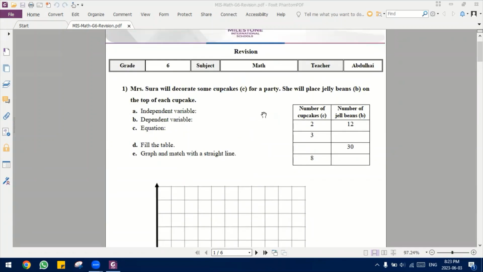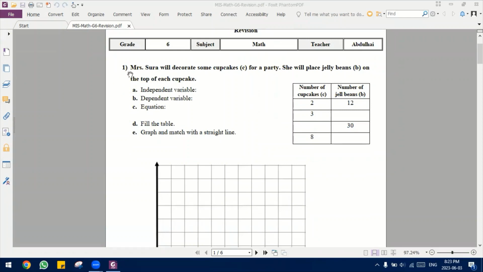So, first of all, let's read the problem. Miss Sura will decorate some cupcakes for a party. She will place jelly beans on the top of each cupcake. So we use the letter C for the cupcakes and B for the jelly beans.